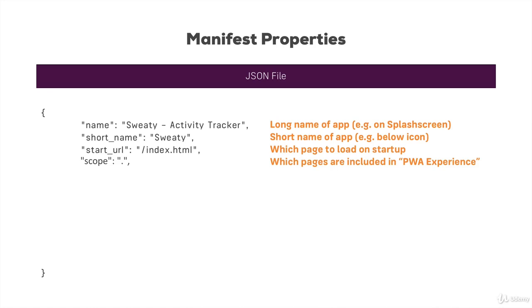It's pretty common to set the scope to the full page though, but theoretically you could limit it to a certain part of your application, so that only a part of your application is the progressive web application in the end.